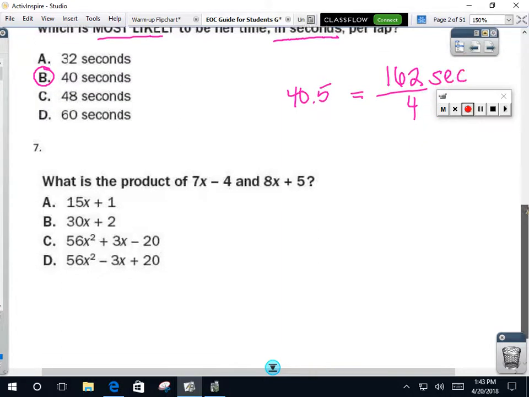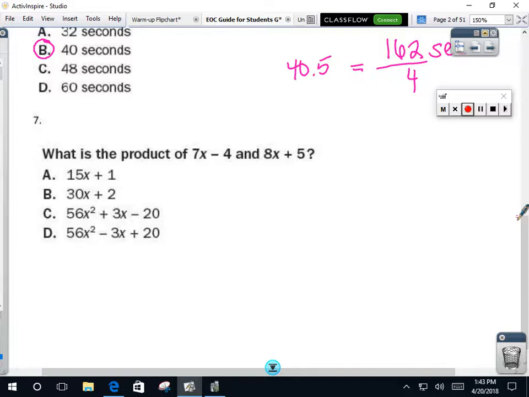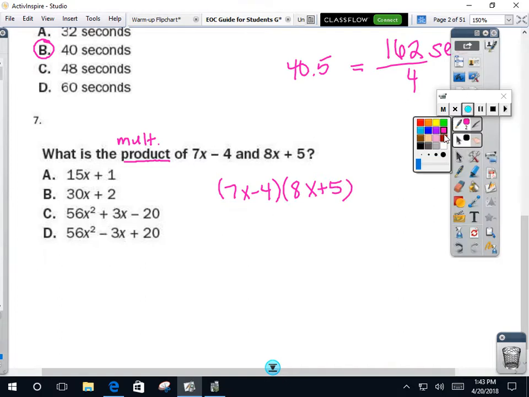All right, number 7. What is the product of 7x minus 4 and 8x plus 5? What does that word mean, product? Multiply. So you are going to multiply that binomial times this binomial, and how do we do that? Distribute, and double distribute, because there's two things that have to be distributed.